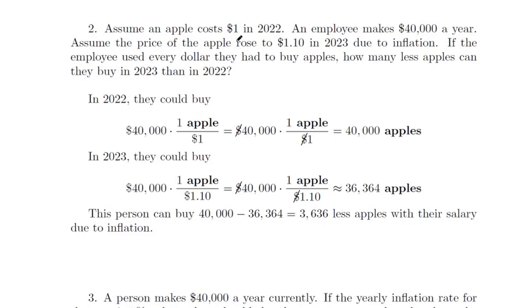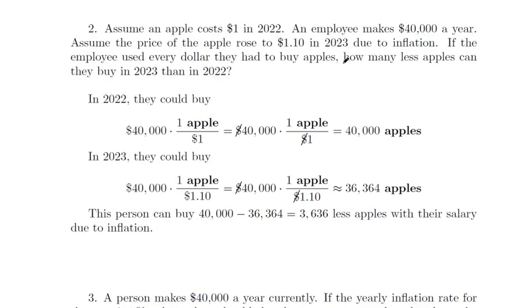Assume an apple costs $1 in 2022. An employee makes $40,000 a year. So it went up by 10 cents in 2023. The employee uses every dollar. This is just a hypothetical situation, but it's trying to emphasize the fact that inflation is measuring how much stuff you can buy. And if we just want to make it simple, let's say all the stuff we're buying is just apples, right?